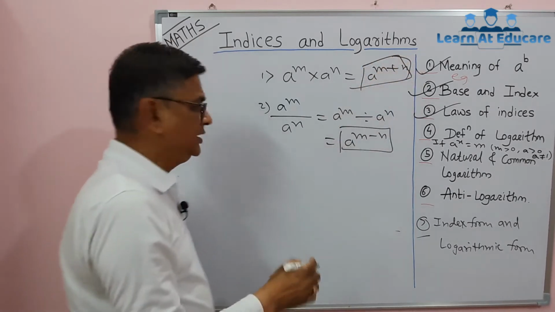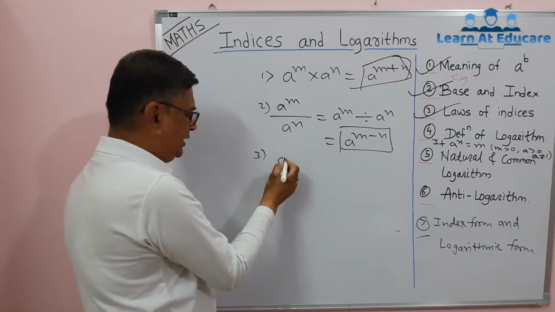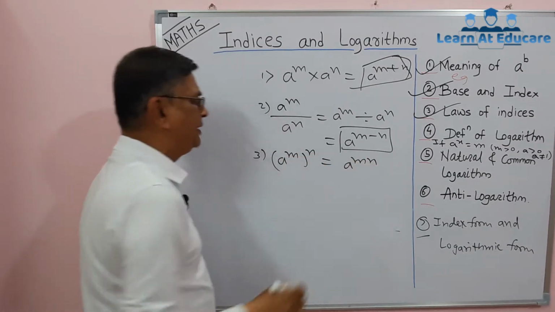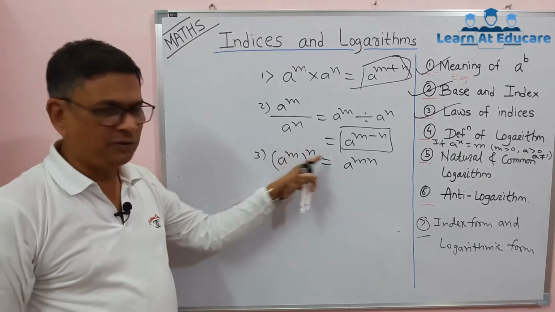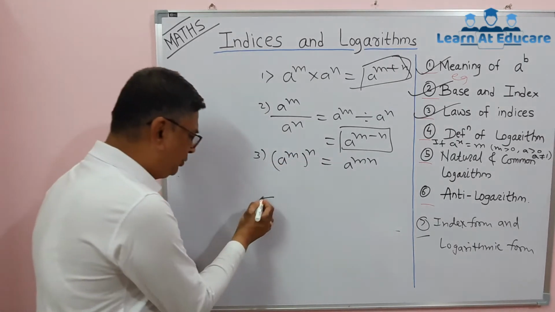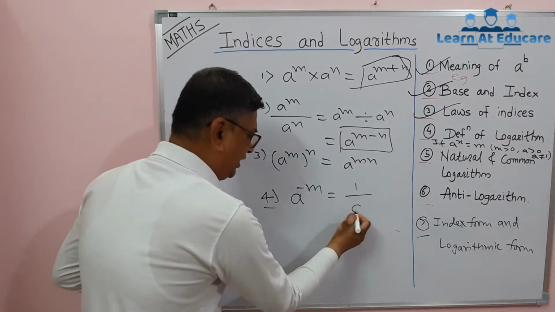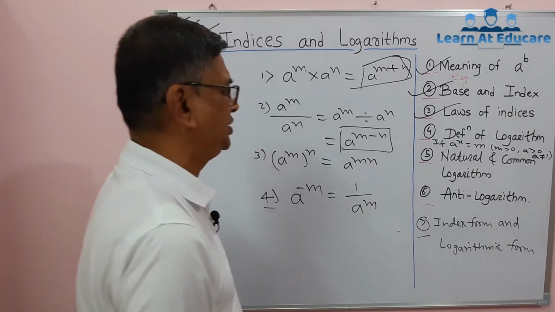The next important law: a raised to m, bracket raised to n, is a raised to mn. That is the power of power, multiplication of powers. One more very important rule: if it is a raised to minus m, then it can be written as 1 upon a raised to m.